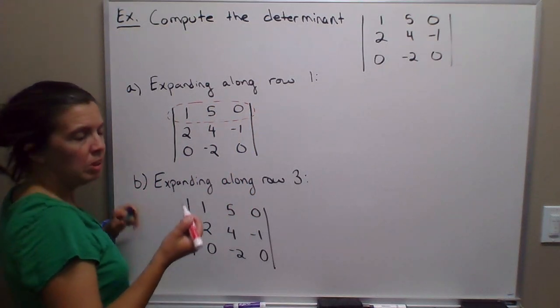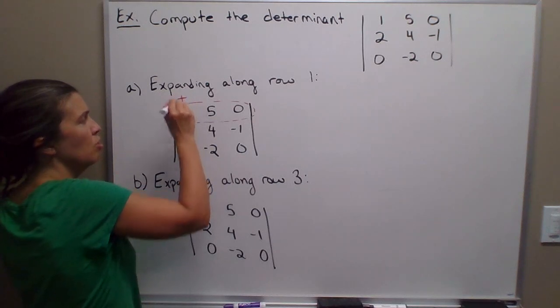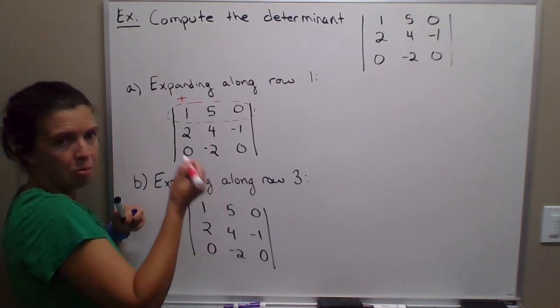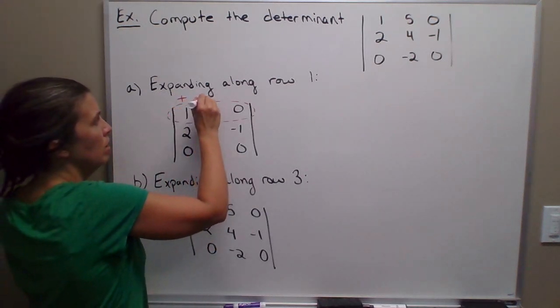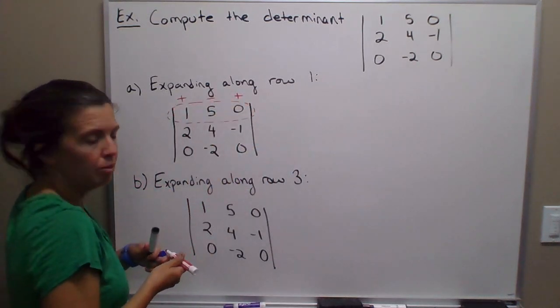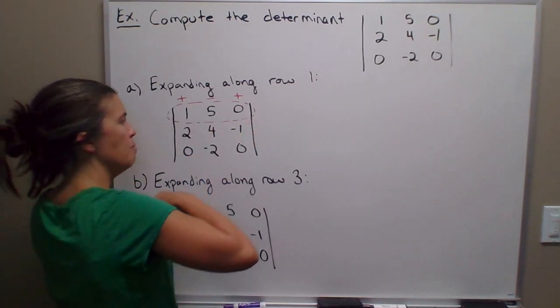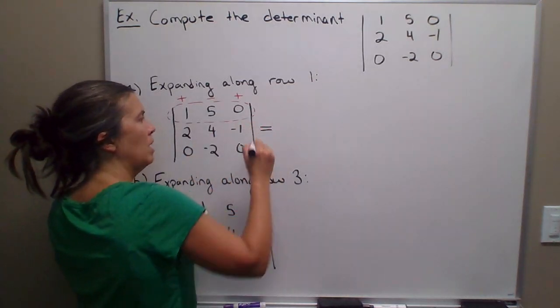Make sure that when we do this cofactor expansion, we apply these alternating signs. It always starts with a positive in the upper left-hand corner, and then alternates from there, whether down a row or across a column. I've placed these alternating signs here just as a reminder. Now I'm going to write out the expansion.